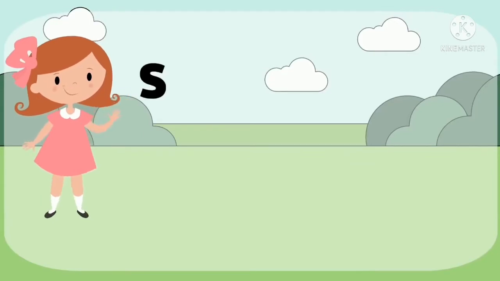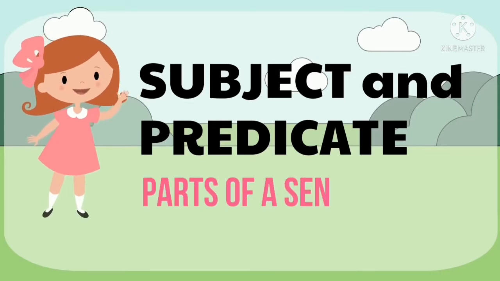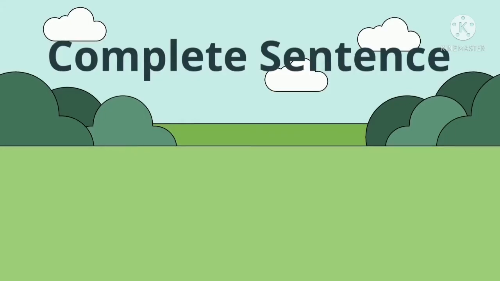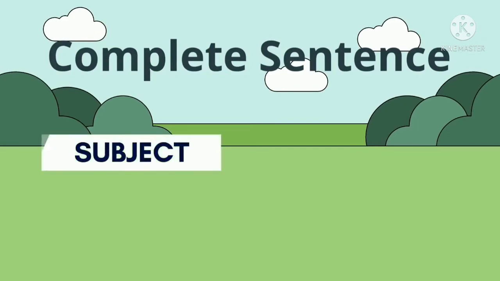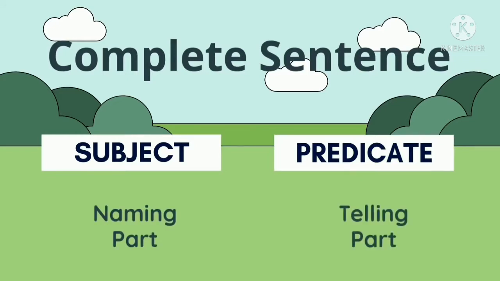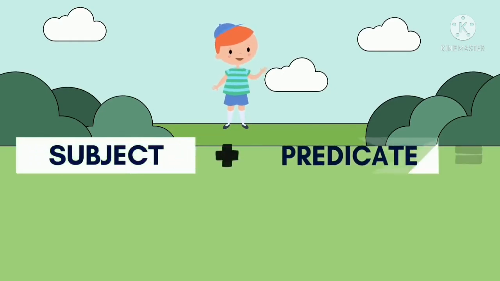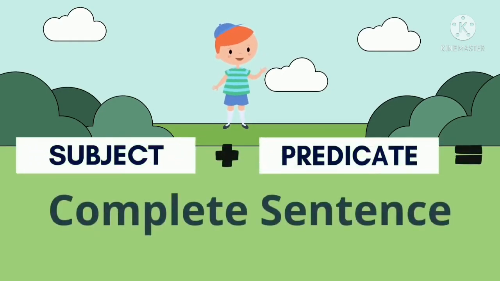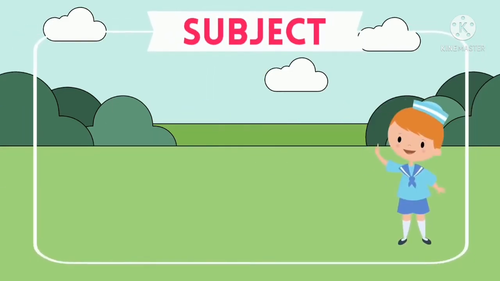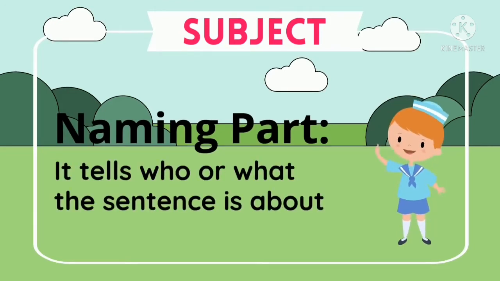Hi there! In this video, we're going to learn about subject and predicate, two important parts of a complete sentence. A complete sentence has two parts, subject and predicate. A subject is the naming part and the predicate is the telling part. Let's learn a little more about how a subject and predicate make a complete sentence. The first part is the subject. This is the naming part. The subject tells who or what the sentence is about.